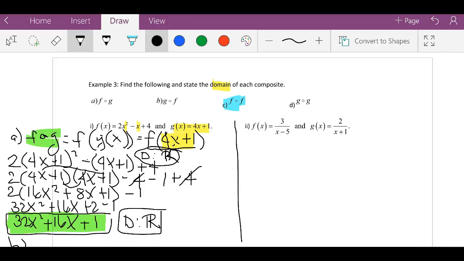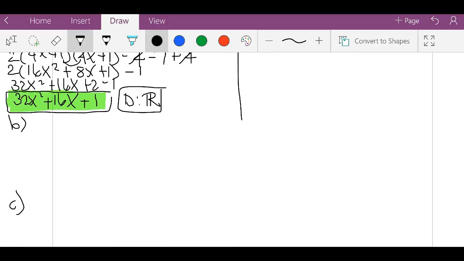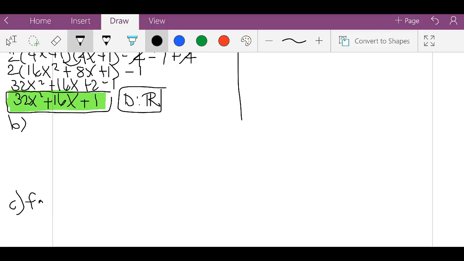Okay, let's do F composed with F. And the F function is 2x squared minus x plus 4. Okay, so let's do letter C. So F composed with F, oops, that doesn't look like an F at all. That's actually G. Okay. F composed with F.